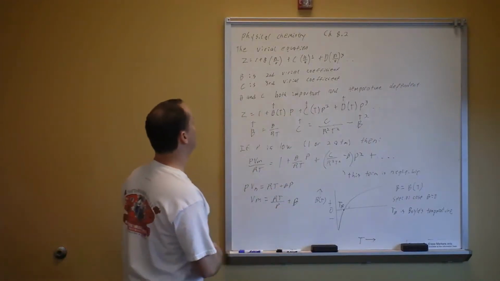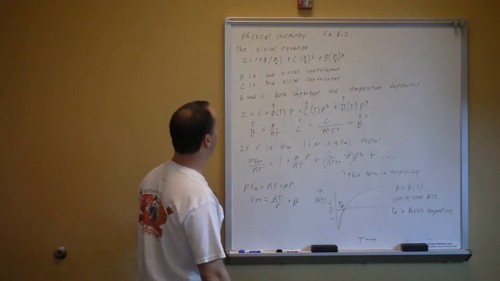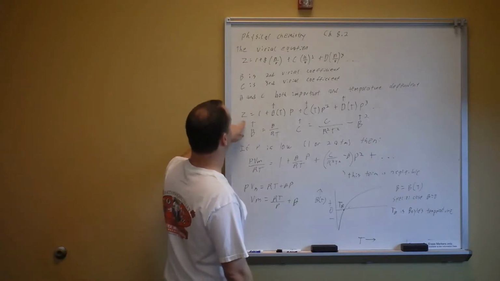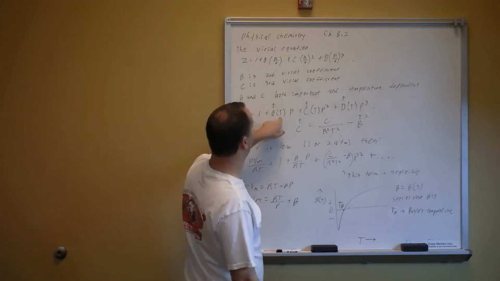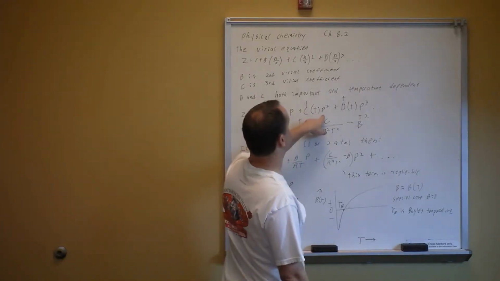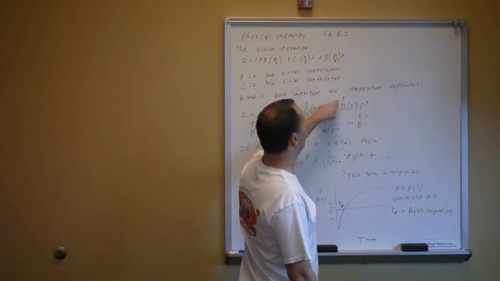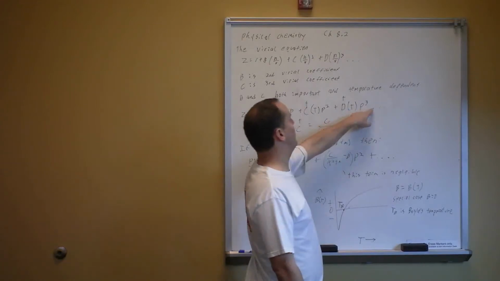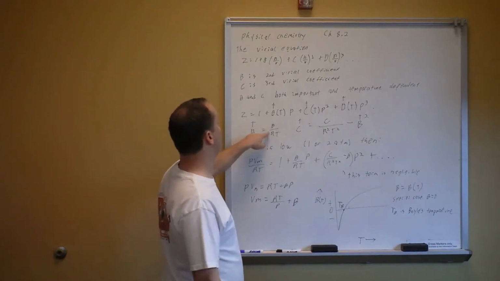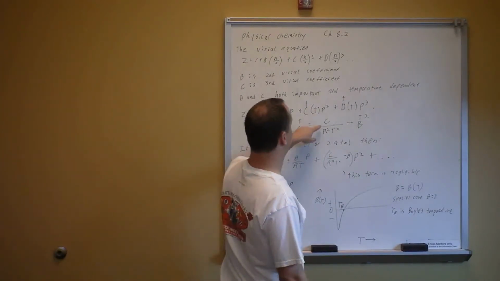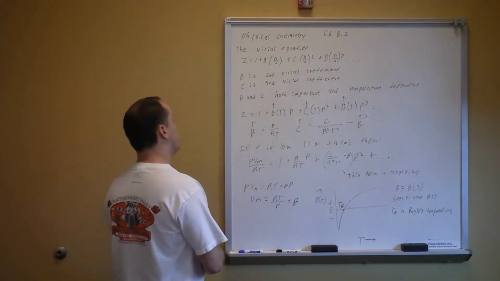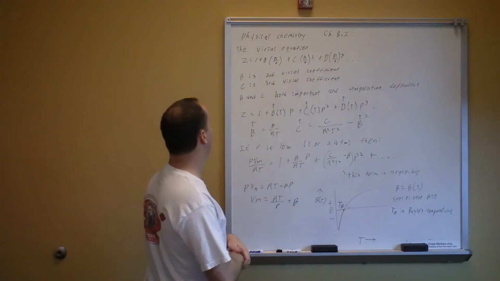As far as what to do in practice, B and C are very important, and they're both temperature dependent. So what we're going to do is come up with another notation here. We're going to have this cross notation. So we're going to say that Z is equal to 1 plus B cross as a function of temperature times pressure, plus C cross as a function of temperature times pressure squared, plus D cross as a function of temperature times pressure cubed, etc. So in this case, B cross would be equal to B over RT, and C cross would be equal to C over R squared T squared minus B cross squared. And then we're not going to go any farther.